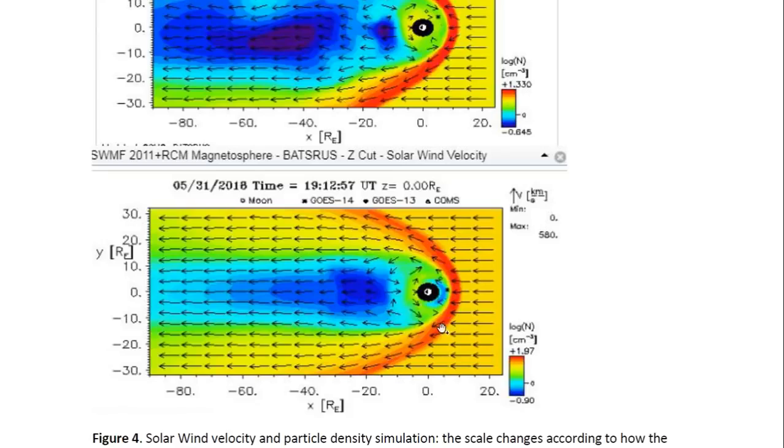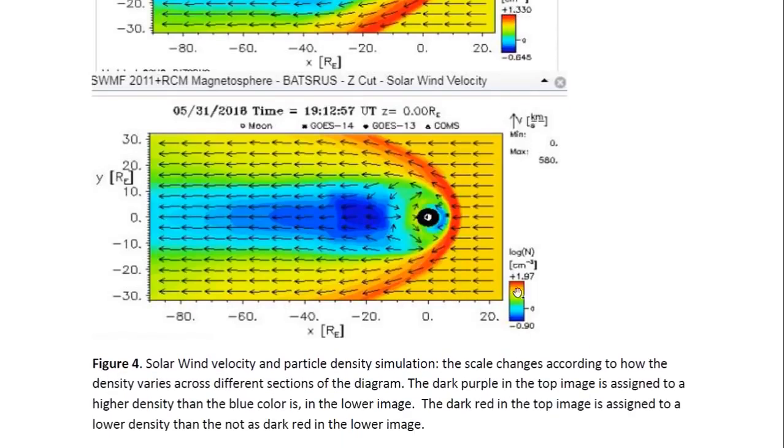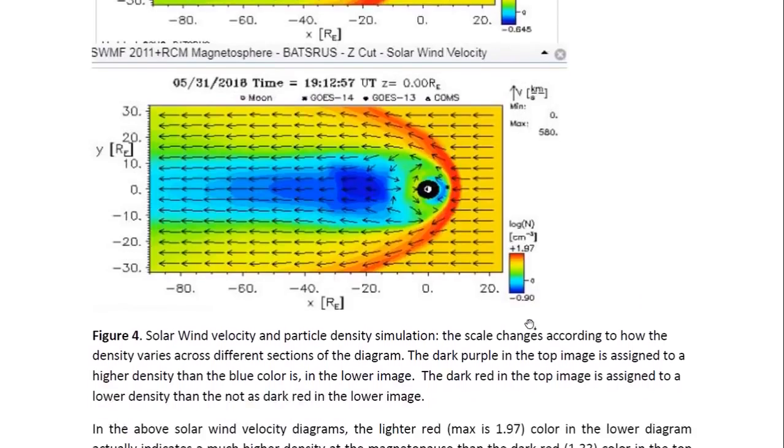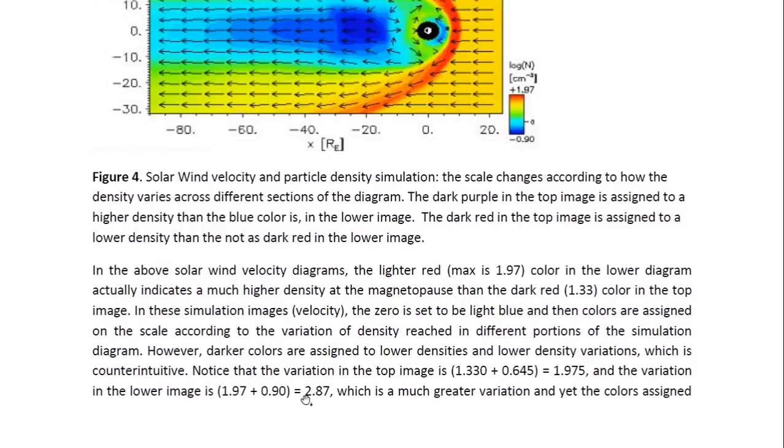So a lower variation in the color difference actually indicates a higher density at the magnetopause, because if we look at the variation in the densities in this simulation here, we have 1.330 to minus 0.645. So that variation is 1.975, whilst the variation here between minus 0.90 and 1.97 is 2.87. So that's 2.87 in the lower diagram, 1.975 in the upper diagram.